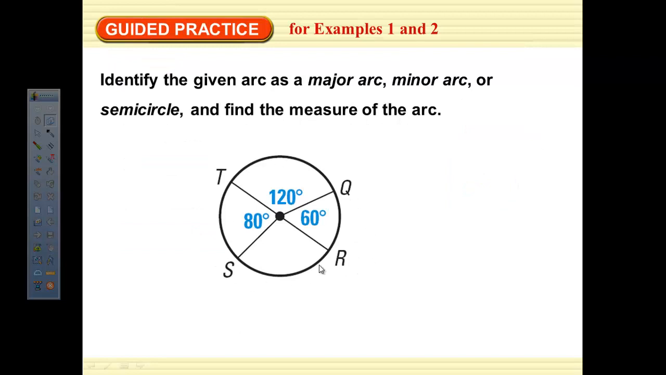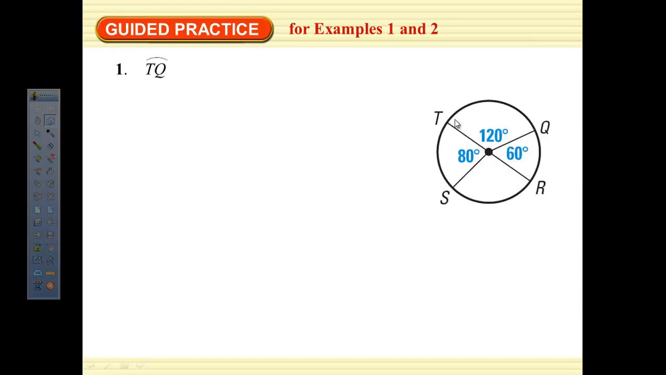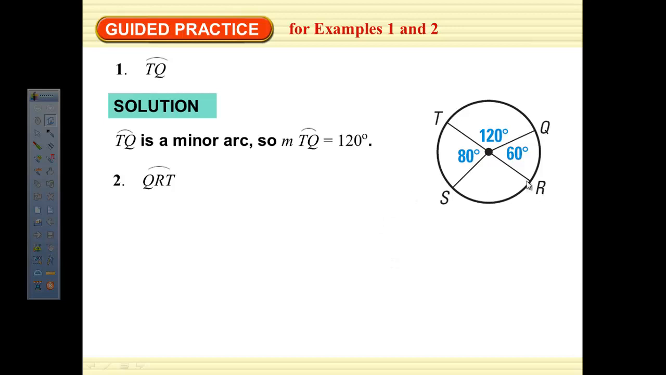Alright, now for this, they're going to give us an arc, and we have to say, is it a major arc, minor arc, or semicircle, and then find the measure of the arc. So the first one, we've got TQ. TQ is less than 180, plus it has 2 letters. So whenever it's 2 letters, it's a minor arc. And the measure of the arc is 120 degrees. For the next one, we've got QRT. If you notice, that's more than 180 degrees, so it's a major arc. And if we wanted to, we could do 360 minus 120, which is 240.